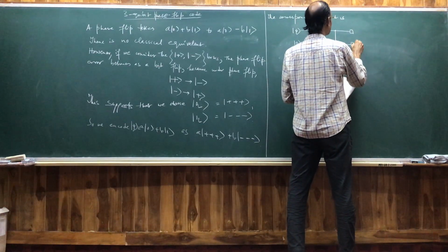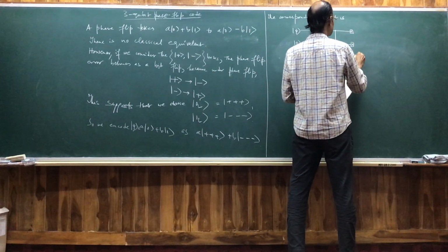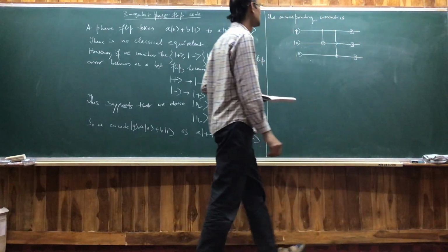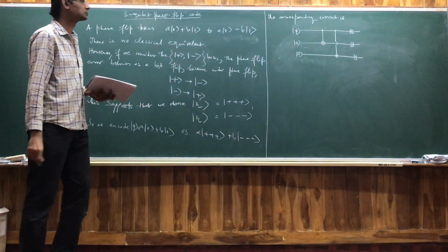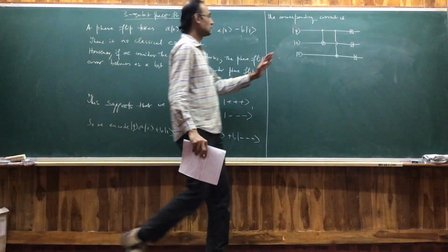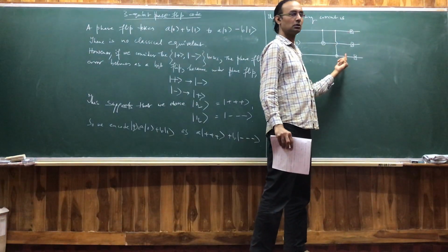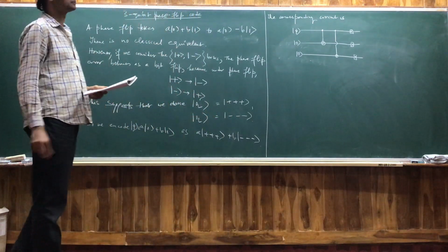And you put Hadamards. And the state that you get here is this. So the state that you get here is the bit flip code. Put an extra Hadamard, phase flip code.